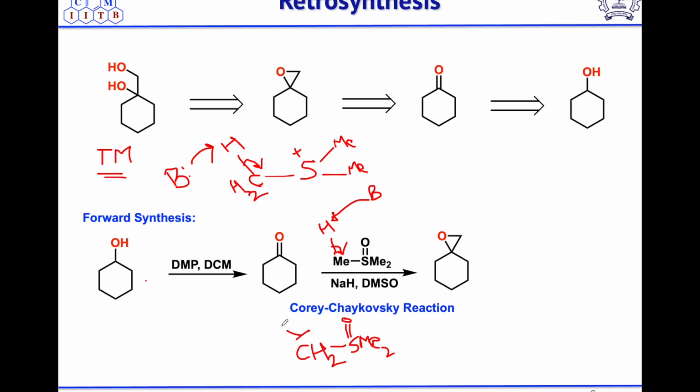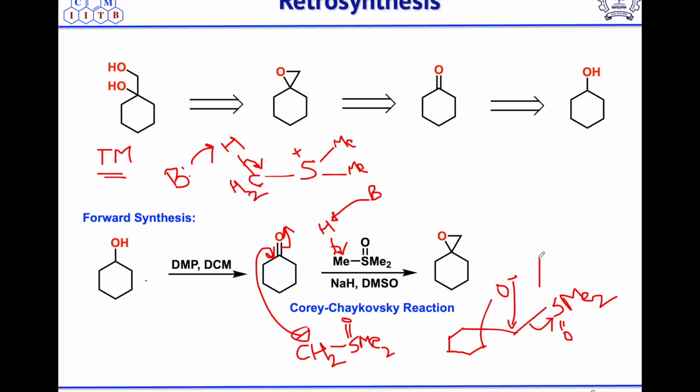So this CH2 minus will add to this carbonyl carbon and this C=O bond will open to give O minus. So basically you will get O minus, and this is CH2, and this is the S=O and Me2, right? So what will happen in the next step? After addition of this carbon you will get this intermediate, right? Now this O minus will add to this carbon and this C-S bond will break, and you will get this epoxide.